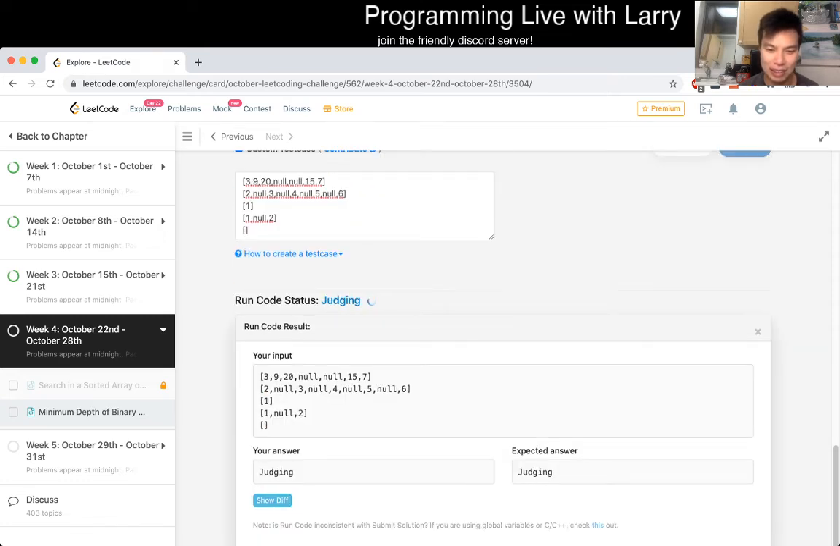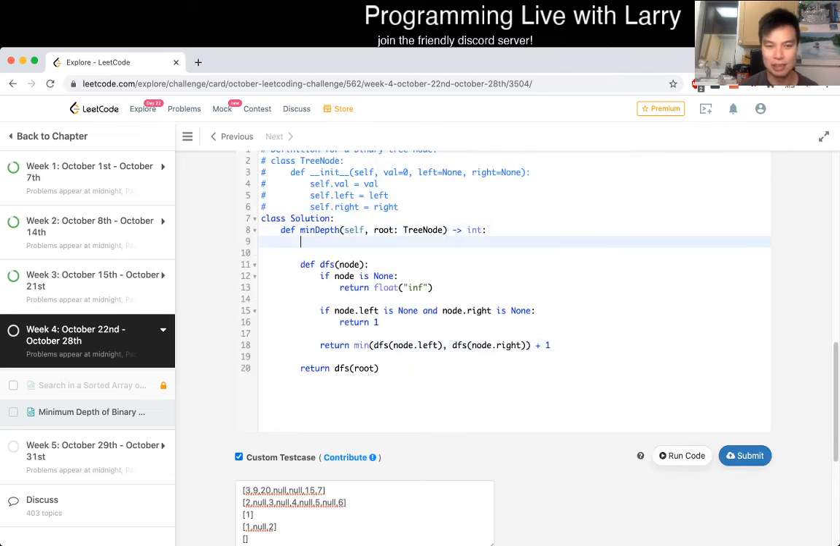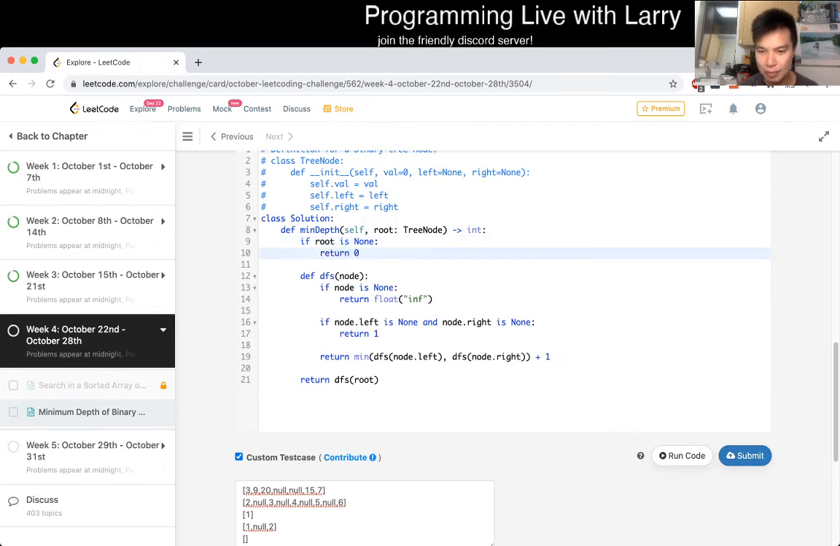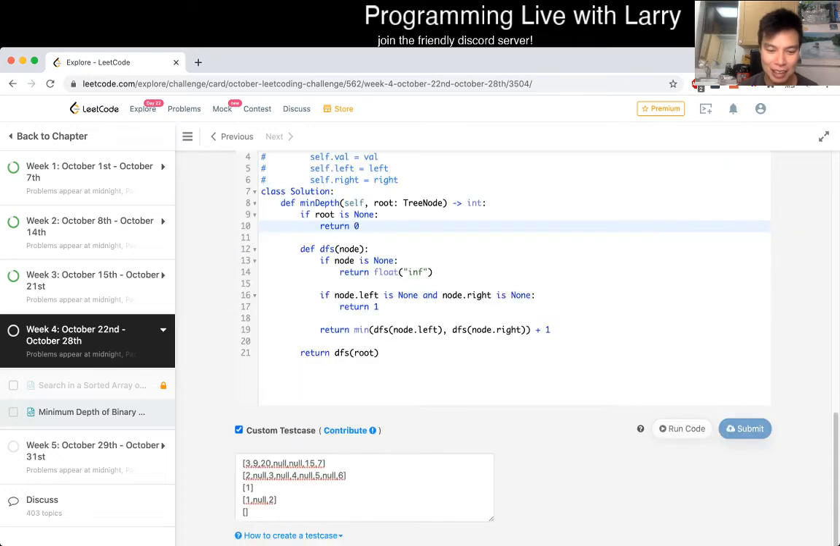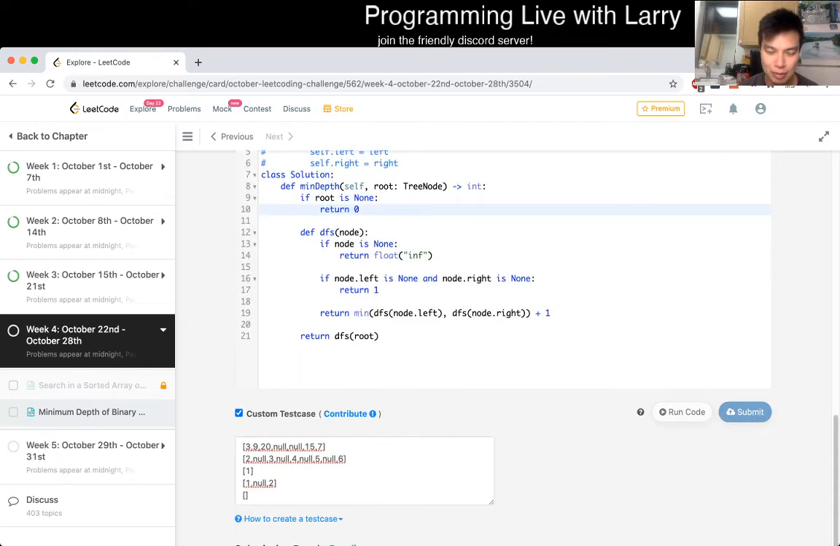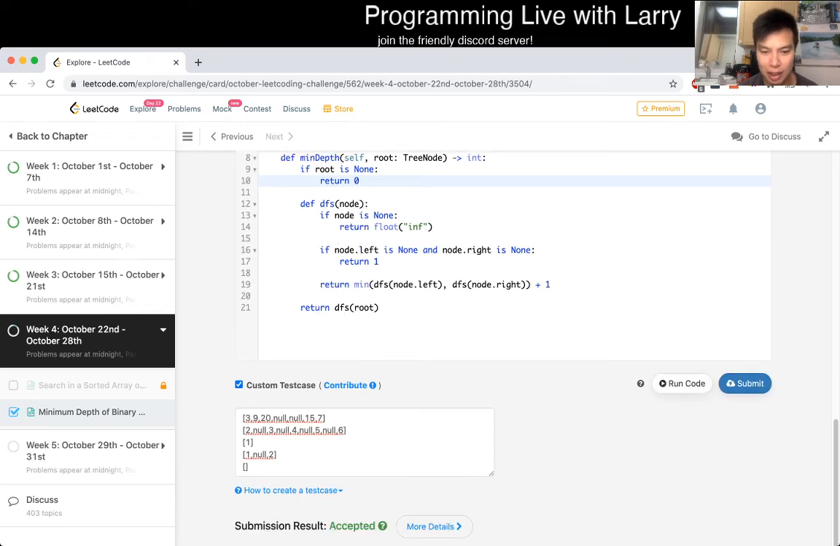So good thing to look at the constraints, right? So a little bit of a gotcha. If root is none, return 0. Cool. That would have been a 5-minute penalty on a contest, but let's see if I get another one. Cool, looks good.